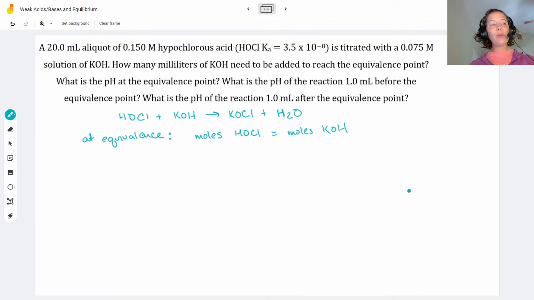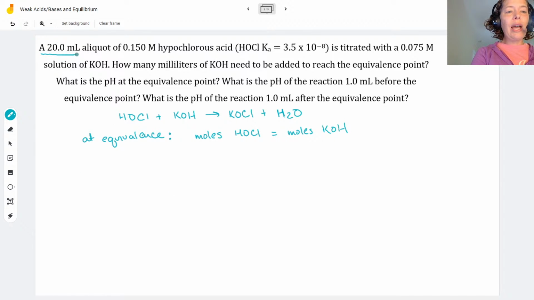Okay, so that's what's happening at the equivalence point. My moles are equal. So do I know either one of these moles? Can I get to my moles of acid or my moles of base? Well, just from the wording of the problem, I'm guessing I cannot initially get to moles of base because it's asking me how many milliliters of potassium hydroxide I need. So I'm guessing that is going to be more difficult. So can I potentially get my moles of my weak acid, my hypochlorous acid? Well, let's go back and see what we've got.